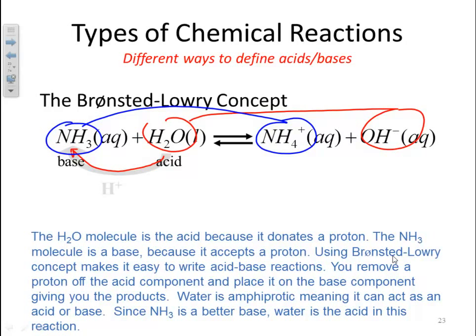Water is amphiprotic, meaning it can act as an acid or base. Since ammonia is the better base, water is the acid in this case. We know the bases and we know the acids in water, so we know water will be the opposite. If we know something's an acid, water is going to be a base. If you know something's a base in water, then water is going to be the acid in your Brønsted-Lowry concept. So it's simple to write a reaction. When you have an acid and a base, you know the base is going to accept the proton. So in this particular example, we know that a proton went from water to ammonia, which gives us NH4+, and then water lost the proton, so that left you OH- on the product side.